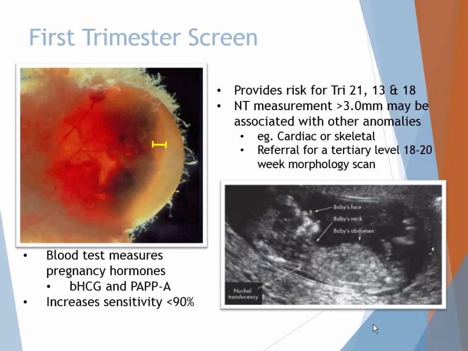If the nuchal is large, it could mean a chromosome problem, that's what we just said, but it also can mean other things like cardiac conditions or rare genetic syndromes like Noonan syndrome that we talked about before.